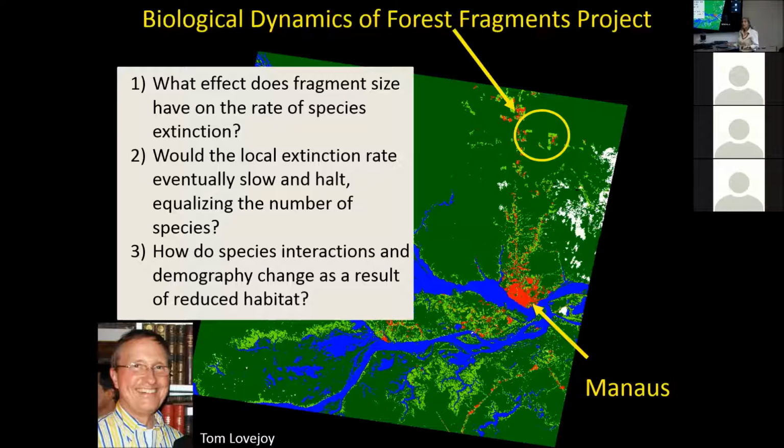Because as I mentioned, a lot of the early theory generated a lot of discussion about how do you best design reserves. Do you have one big, large reserve, or do you have a variety of smaller reserves that may or may not be connected to each other? And that was called the SLOSS debate, S-L-O-S-S, single large or several small reserves.